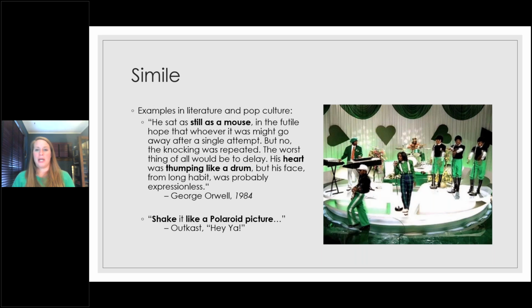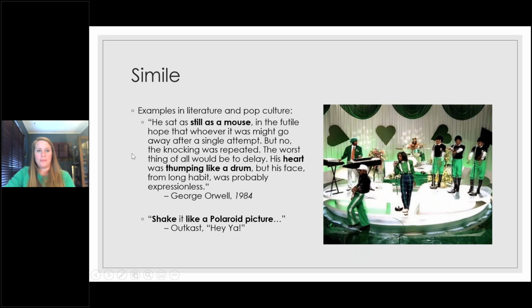In it, they say, "shake it like a Polaroid picture." And I don't know if you've ever used a Polaroid camera, but back in the day, people would usually shake the picture in order to get it to dry faster. And so in this song, the simile of "shake it like a Polaroid picture" is kind of encouraging people to shake their body, to move and dance as if you were shaking a photo from back in the day.